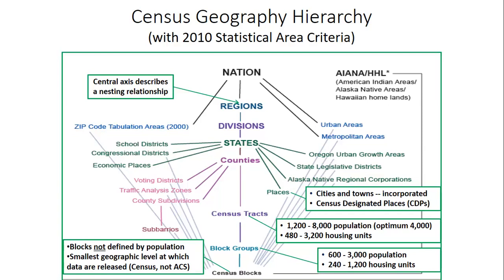So, for example, I can easily get data, ACS data, for all census tracts in Cuyahoga County, or all census tracts in Ohio, or if I wanted to get ACS data for all zip codes in the United States, that would be very easy.